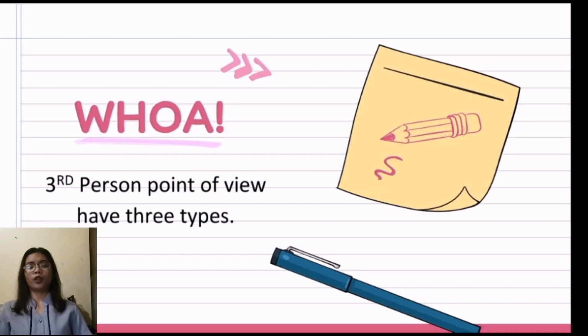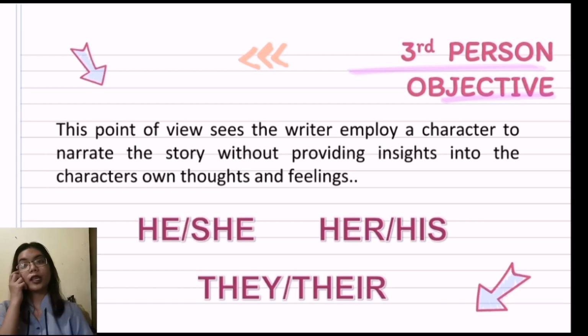Now, third person point of view has three types. First is third person objective. In third person objective, the writer employs a character to narrate the story without providing insights into the character's own thoughts and feelings. It will show what he is seeing, but without the character's emotions at that moment.